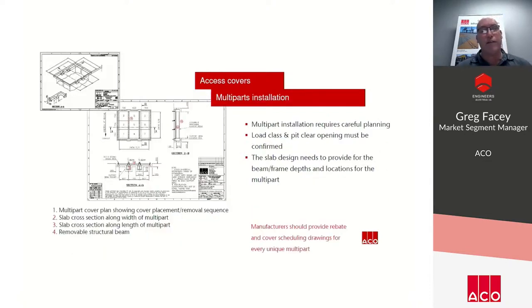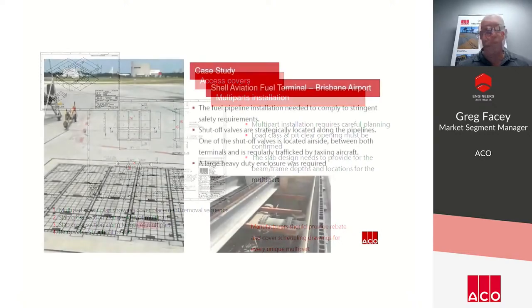Multi-part installations require careful planning, and load class and pit clear opening must be confirmed, and the slab design needs to provide for the beam and frame depths and locations for the multi-part, and manufacturers should be able to provide full rebate and cover scheduling drawings for every unique multi-part system. So these typical drawings will show all the rebate dimensions, all the beam pocket dimensions for the multi-part beams. So essentially, a contractor or an installer can pick up those drawings, build the pit to those dimensions, and the multi-part system will then fit straight into place.